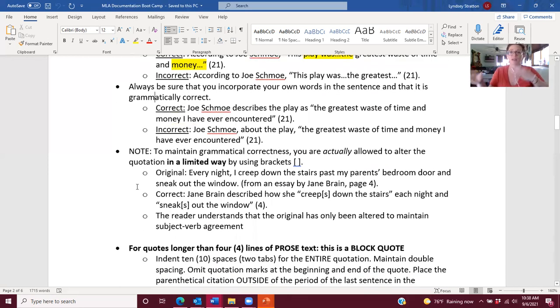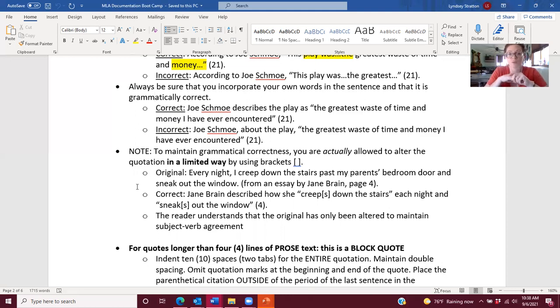Okay, now this flows into maintaining that grammatical correctness. You are allowed to alter a quotation, however, like it says here, in a very limited way by using brackets. So the original quote: every night I creep, present tense, down the stairs past my parents' bedroom door and sneak out the window. So it's more like present perfect because it's continuing to happen. I creep, it's every night.